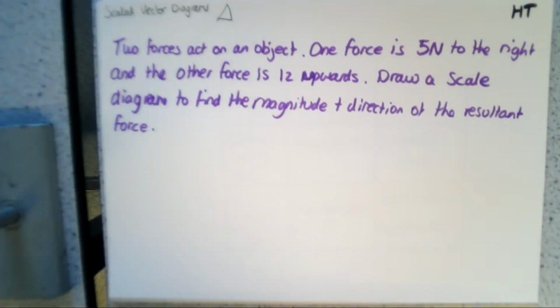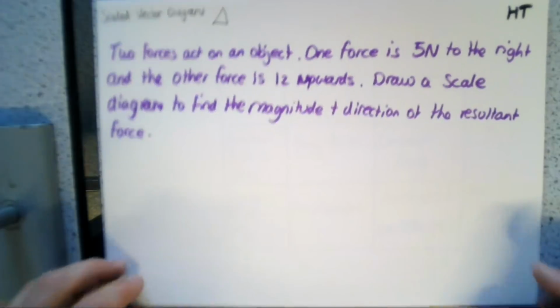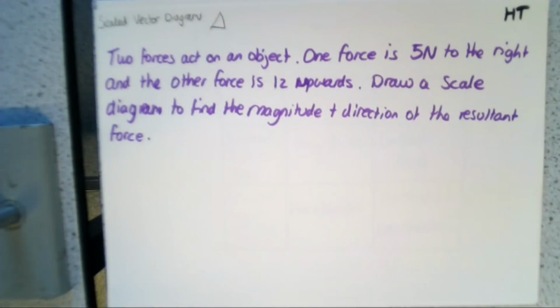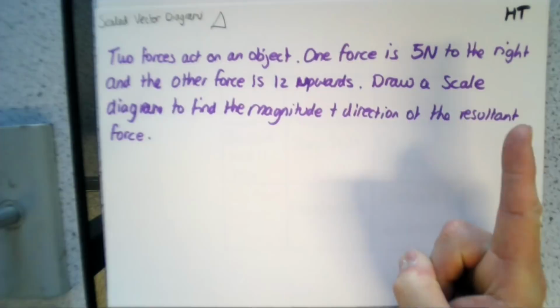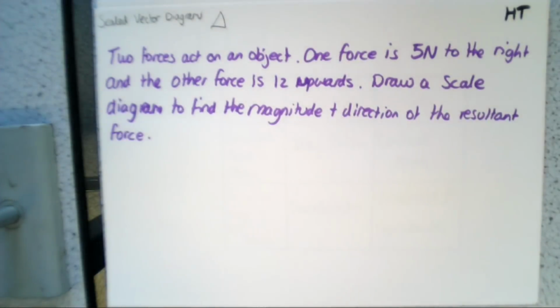And I pre-prepared a question just to make it a little bit easier. I'll read it to you in case you can't see it. Two forces act on an object. One force is 5 newtons to the right, and the other force is 12 newtons upwards. Draw a scale diagram to find the magnitude and direction of the resultant force.